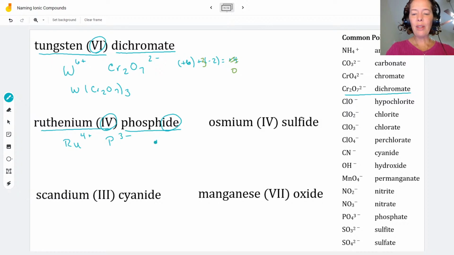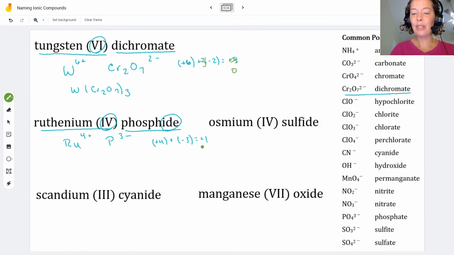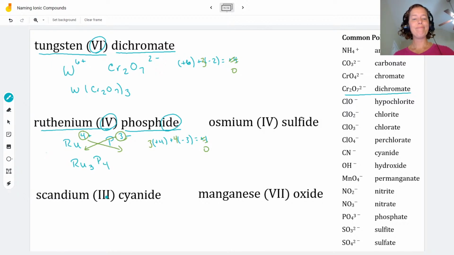All right, so let's do our math. We have +4 plus a -3. This isn't going to work, and we don't have a really simple multiplier here. This is where we definitely need crisscross. So we're going to need a 3 here and a 4 here. That gives me 12 plus a -12. That is a neutral compound. Again, crisscross here is going to help us out. So Ru3P4.